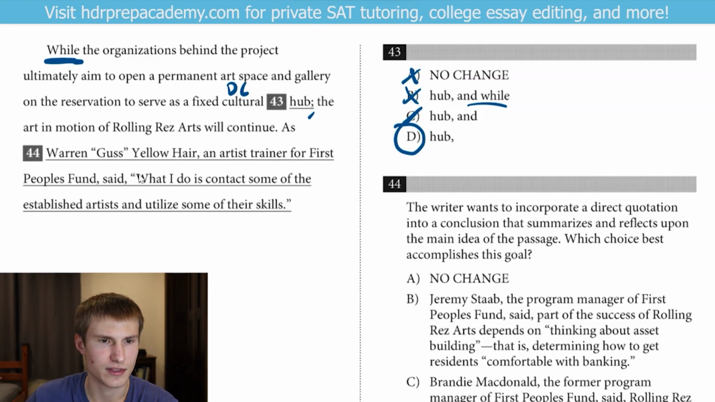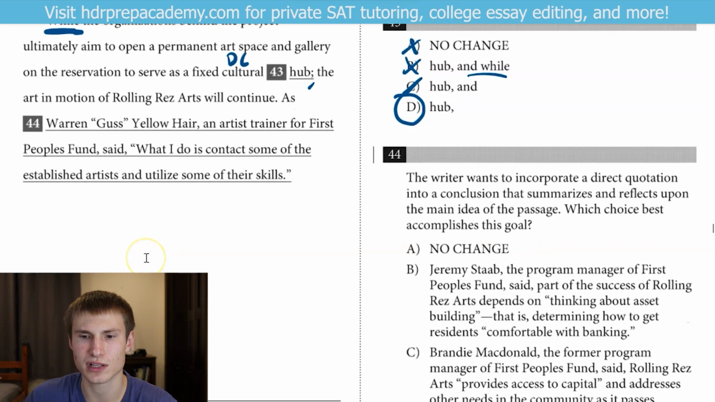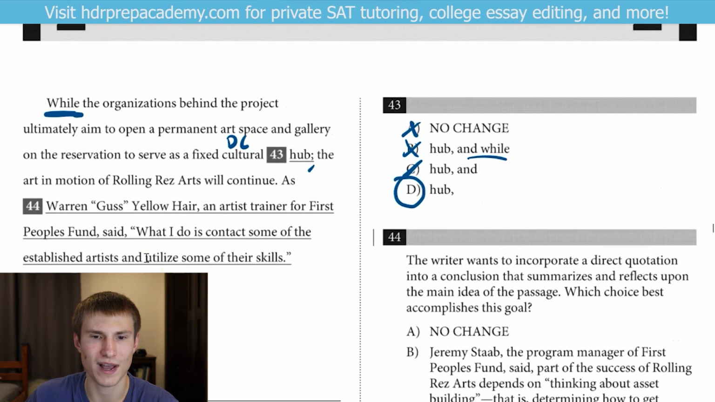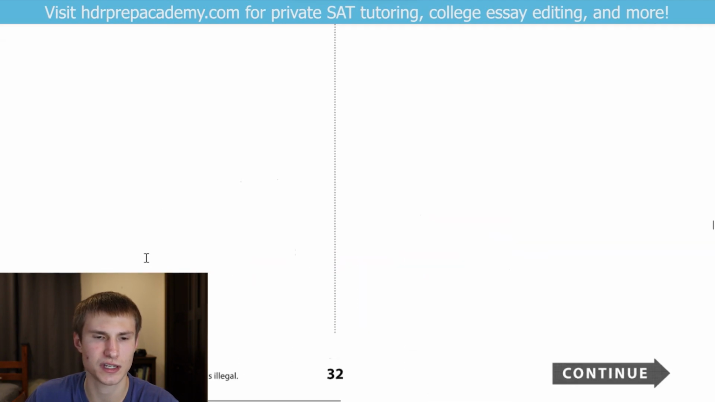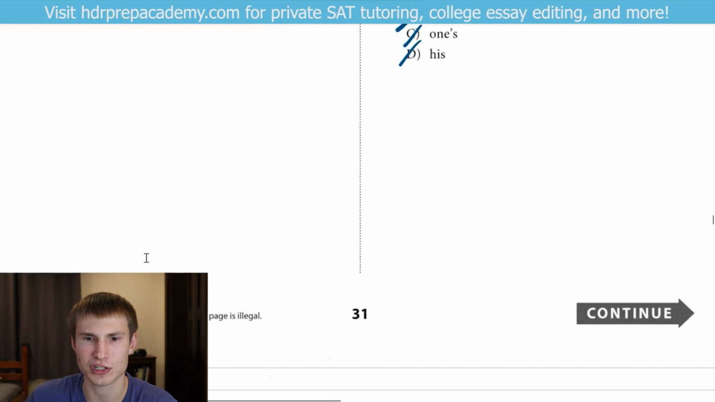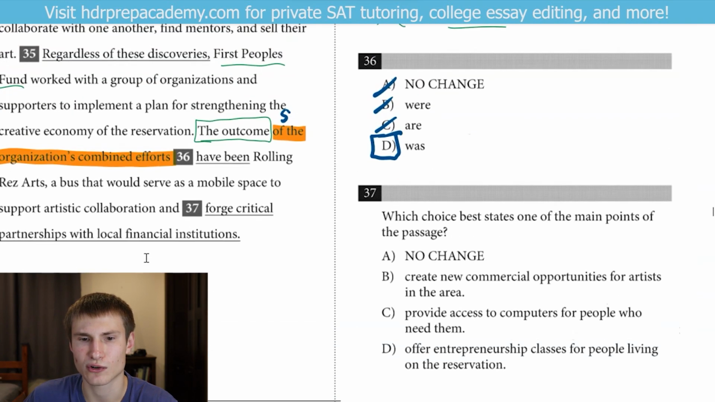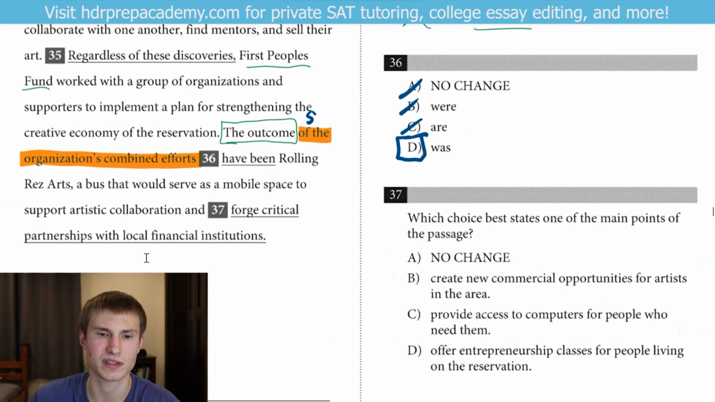All right, next thing we have. We have the art in motion of Rolling Res Arts will continue. Now the writer wants to incorporate a direct quotation into a conclusion that summarizes and reflects upon the main idea of the passage. And keep in mind that we have to still go back and answer that one question as well. So let's actually go ahead and do that now. The question that dealt with, I believe, the main purpose or the main idea, right? So question 37, which choice states one of the main points of the passage?